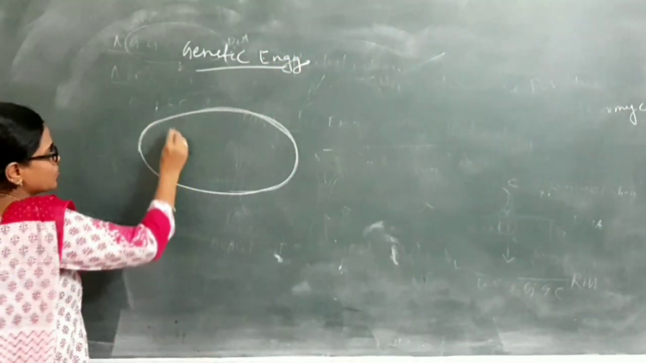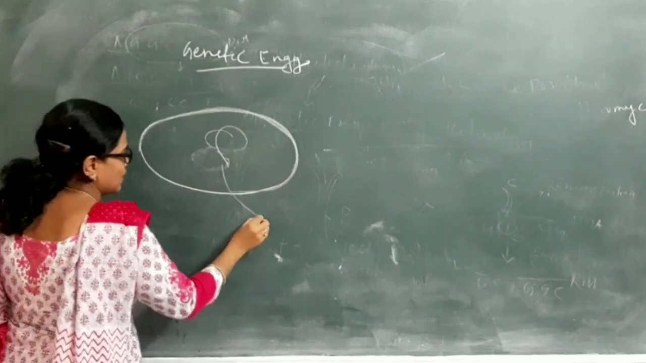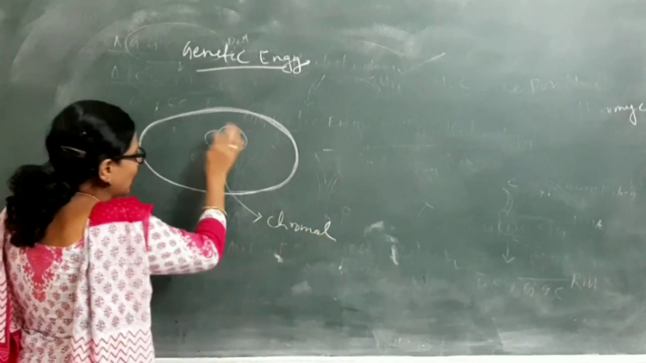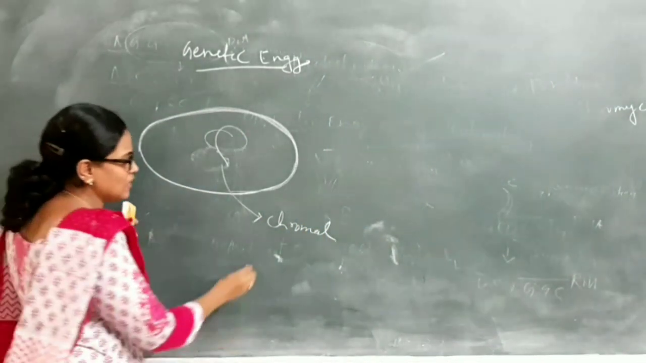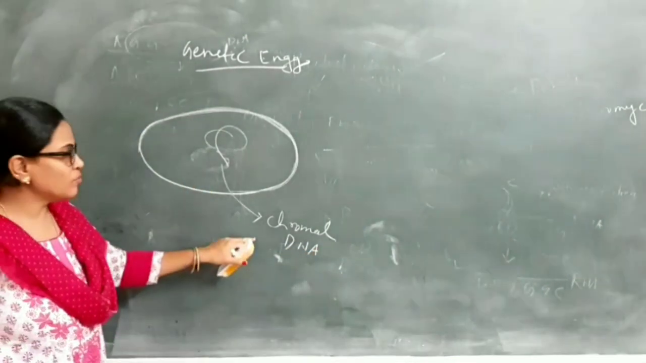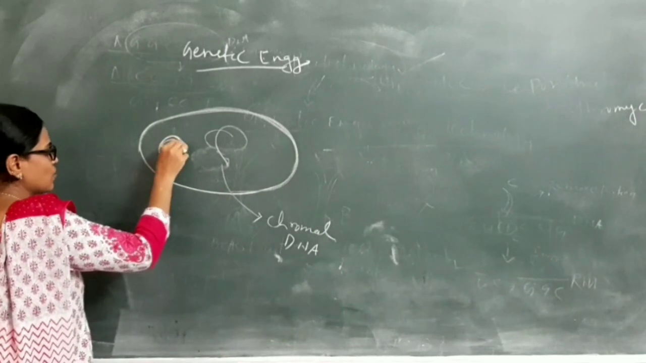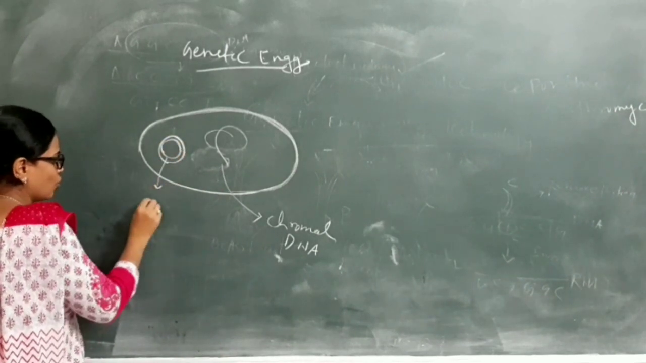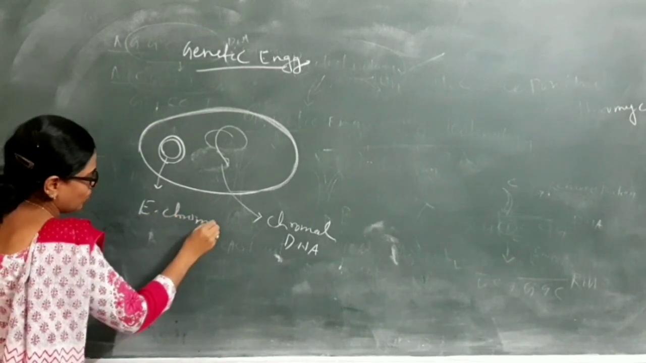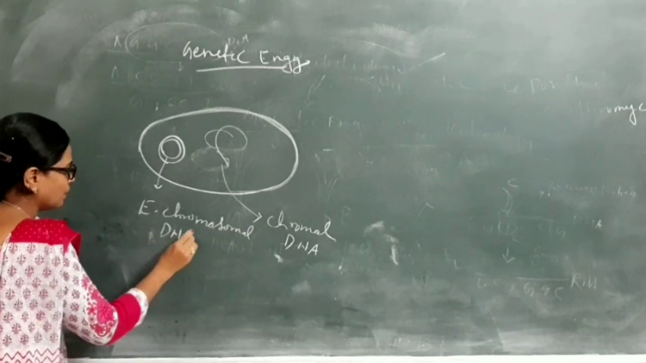This is the structure of a bacteria. This bacteria contains a DNA which lies in the cytoplasm, known as chromosomal DNA. In addition to that chromosomal DNA, there is another DNA known as extra-chromosomal DNA or plasmid.